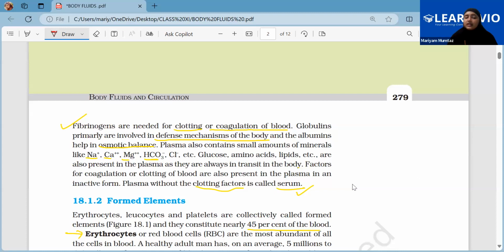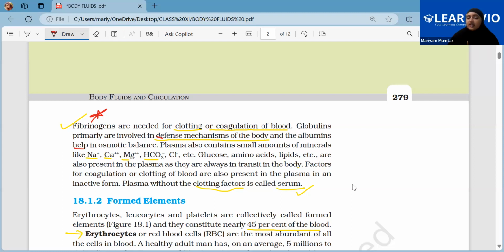Fibrinogens are needed for clotting or coagulation of blood. Very important. Then globulins. Globulins are involved in the defense mechanism, because antibodies are all globulins. And then there are the albumins, which help in the osmotic balance, meaning the regulation of the electrolytes in our body happens with the help of albumins.